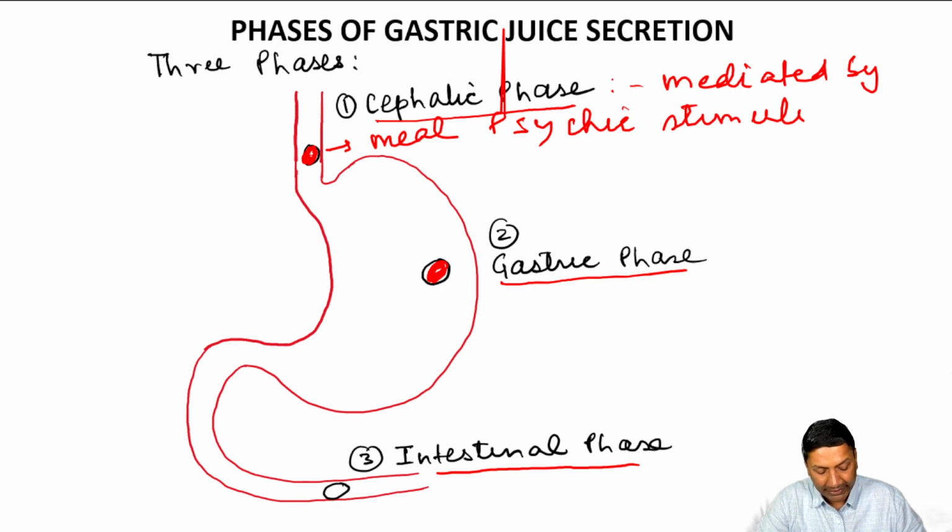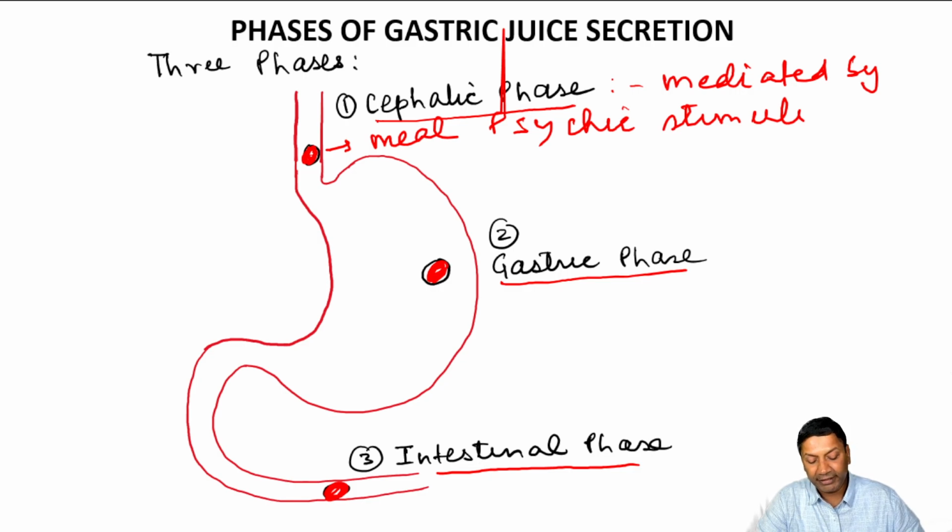The third one is the intestinal phase. Intestinal phase means when the meal is out of the stomach, right? Out of the stomach means when it passes through the small intestine, the duodenum and other parts of the small intestine. So this is the intestinal phase. So three phases are there.